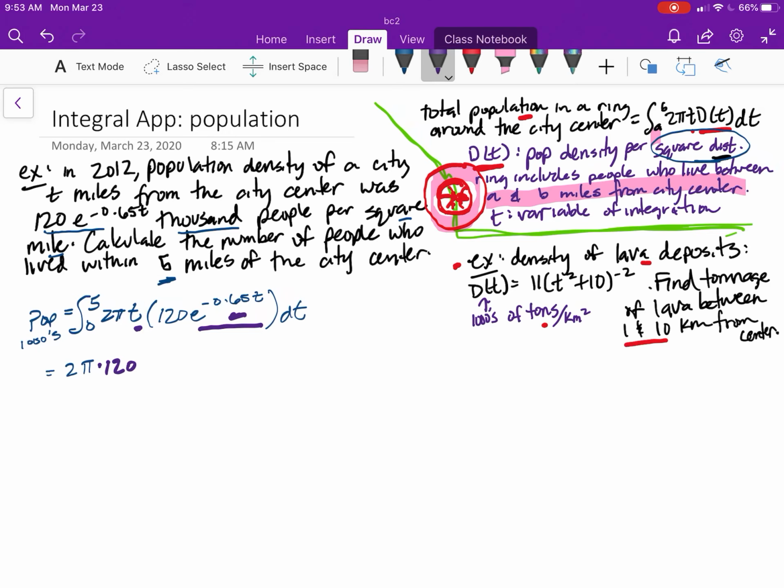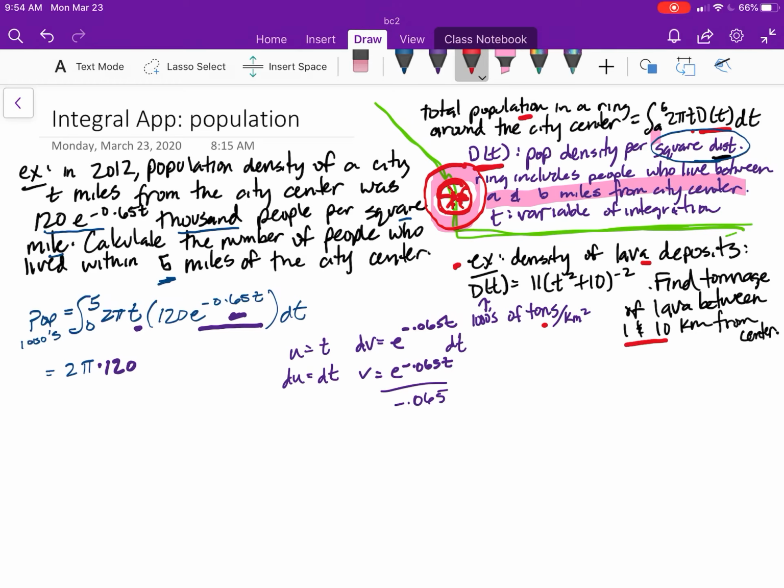By parts, remember the rule is that let u be typically the easy part. We'll just let u be t. Then du is just 1, right? 1 dt. And dv is that e to the negative 0.065 t dt. And when we integrate that, we get the same thing, e to the negative 0.065 t divided by negative 0.065. Okay?